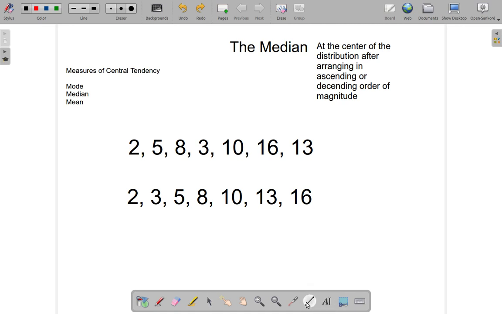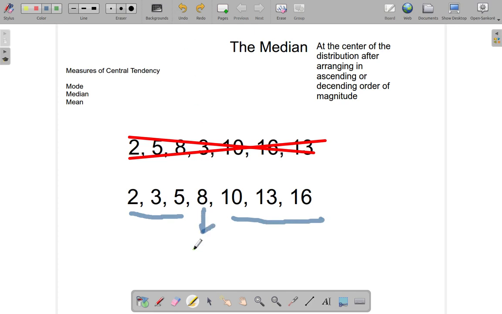Let's see what's happening here. First of all, remember, I'm not using this one. This is out. This is the one I'm using. So, here now, I have 3 numbers to the left, 3 numbers to the right, and 8 at the center, right? 8 in the middle. So in this case, the median is 8. That's the median. The number that is at the center after you arrange them in order. You see that?